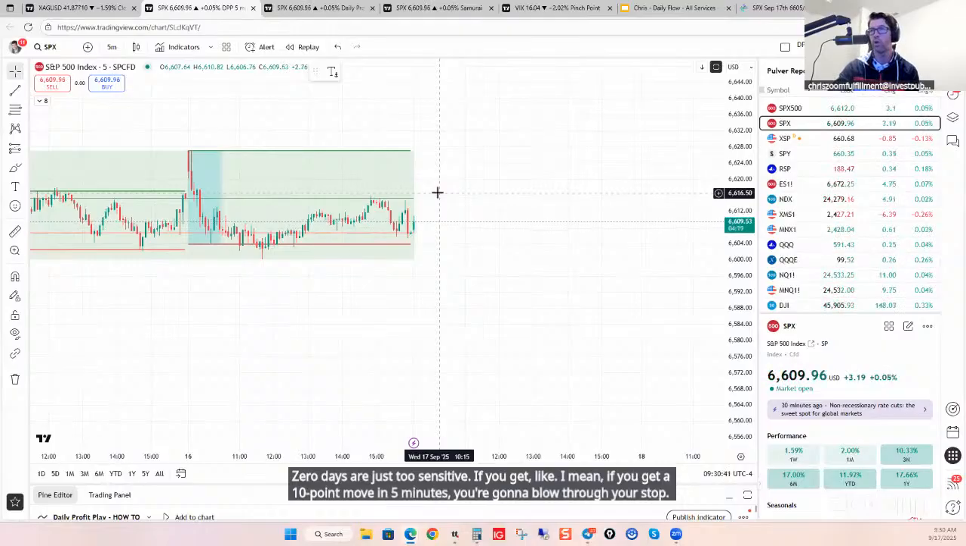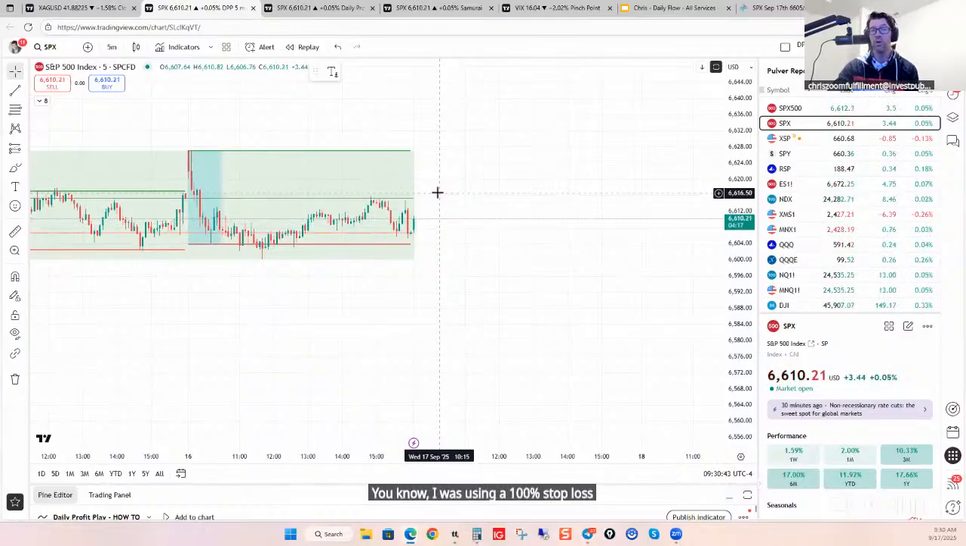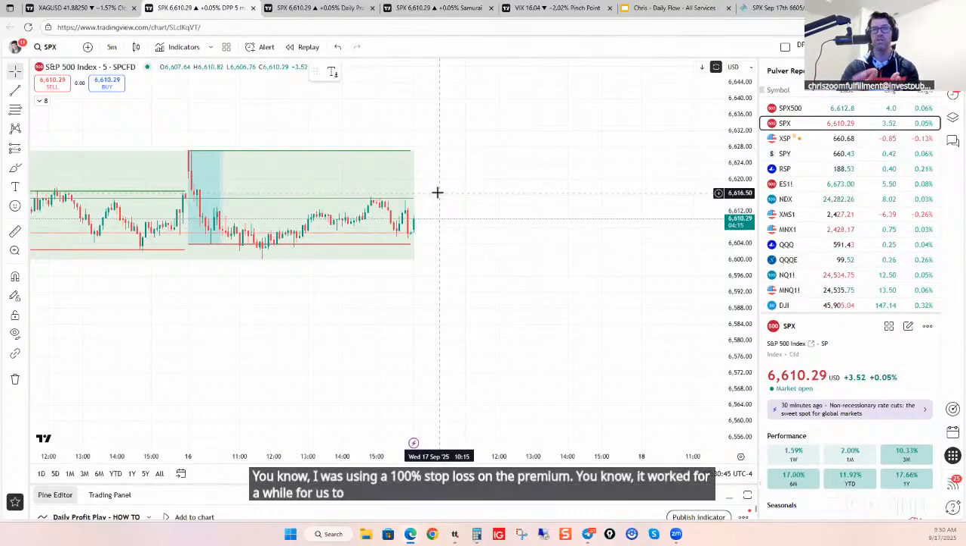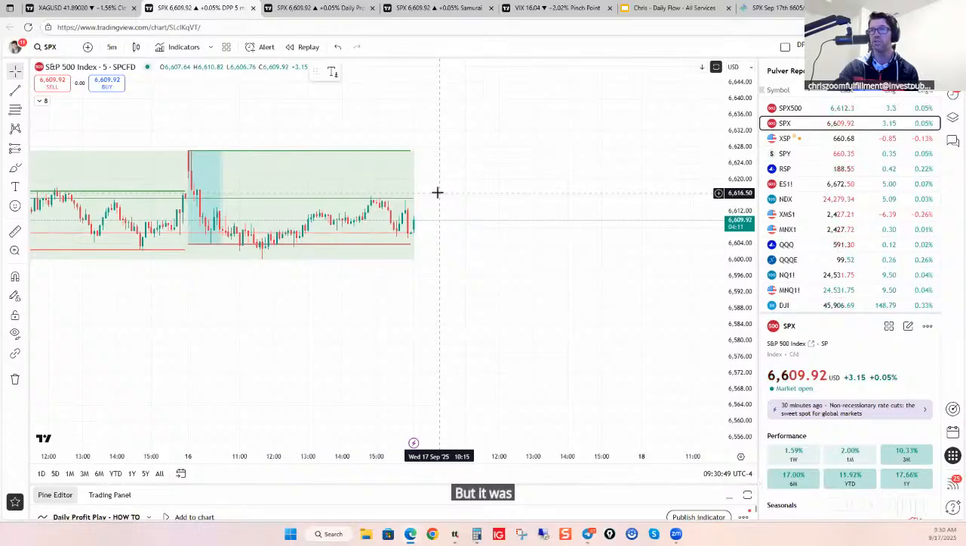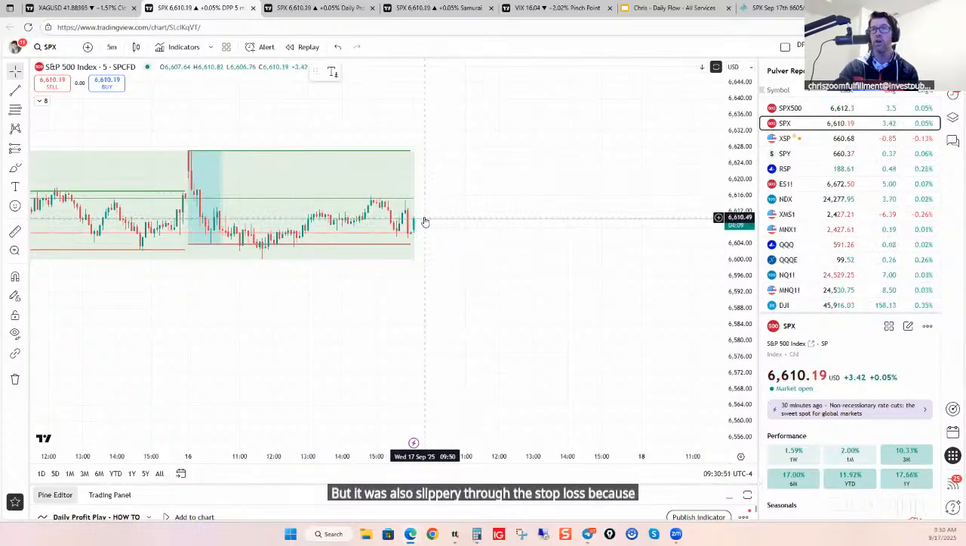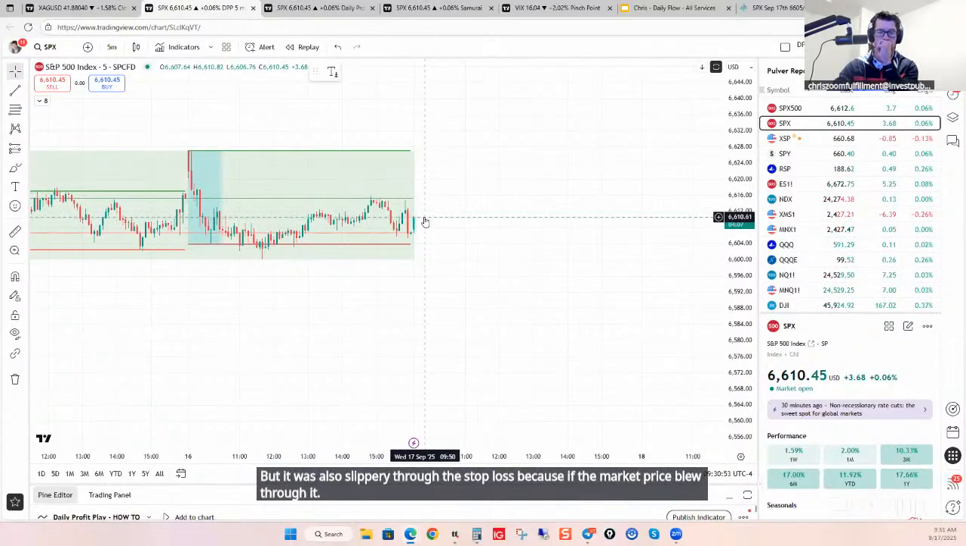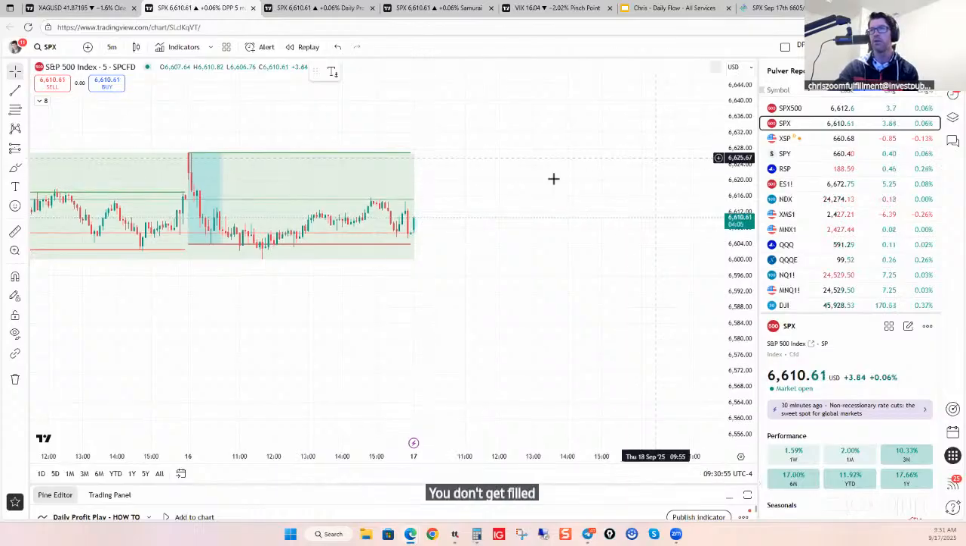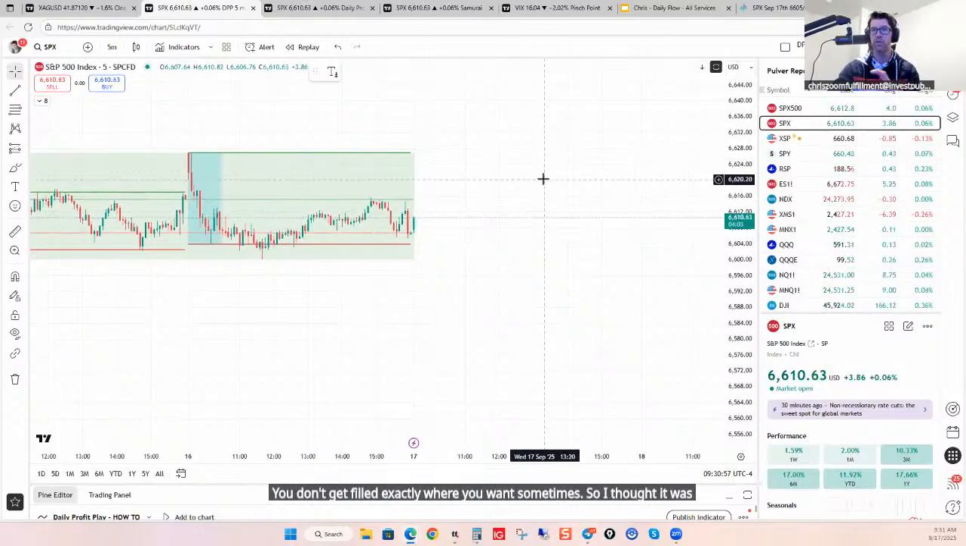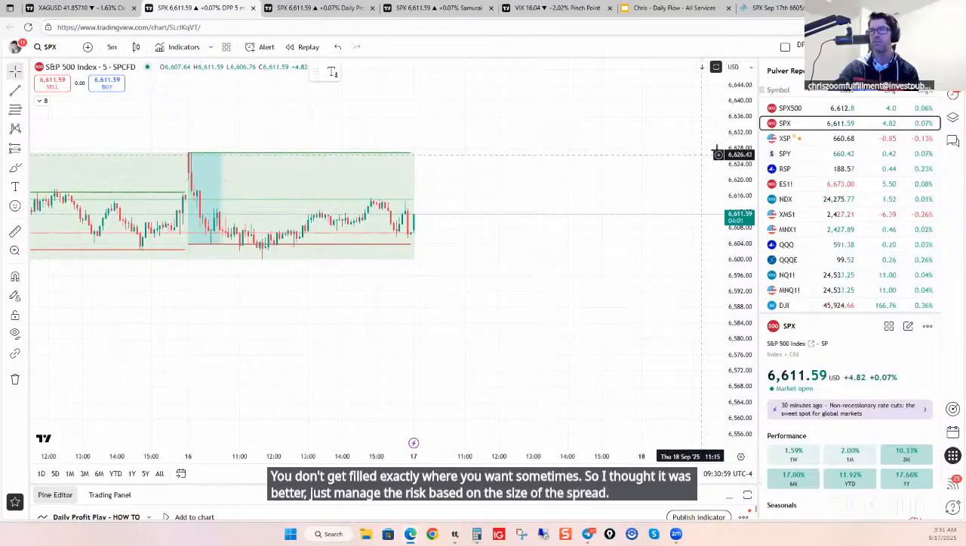I was using a 100% stop loss on the premium. It worked for a while for us to take wider spreads and get filled really quickly for credits, but it was also slippery through the stop loss because if the market price blew through it, you don't get filled exactly where you want sometimes. So I thought it was better just to manage the risk based on the size of the spread. I think that's a better trade.